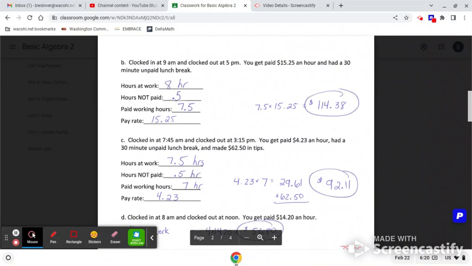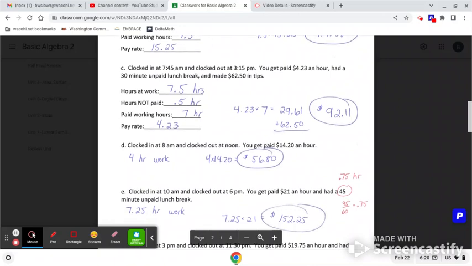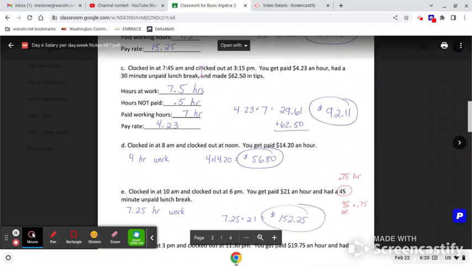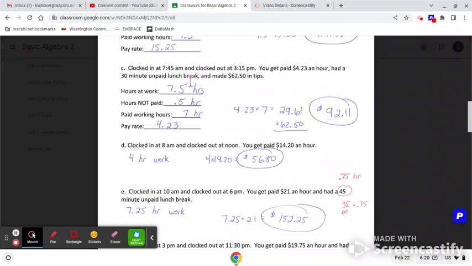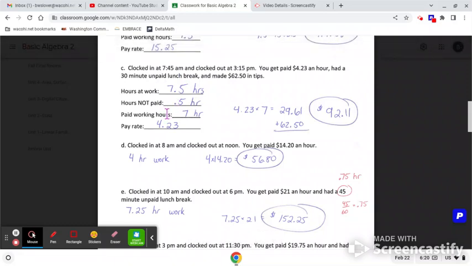Similar for letter B, and letter C is similar, but there's just one catch. So I figure out how long I work. I was at work for 7.5 hours. I'm subtracting half an hour unpaid lunch break. So I get paid for 7 hours of work. Now my rate is $4.23. Maybe you're thinking, Mr. Slover, that's not right.